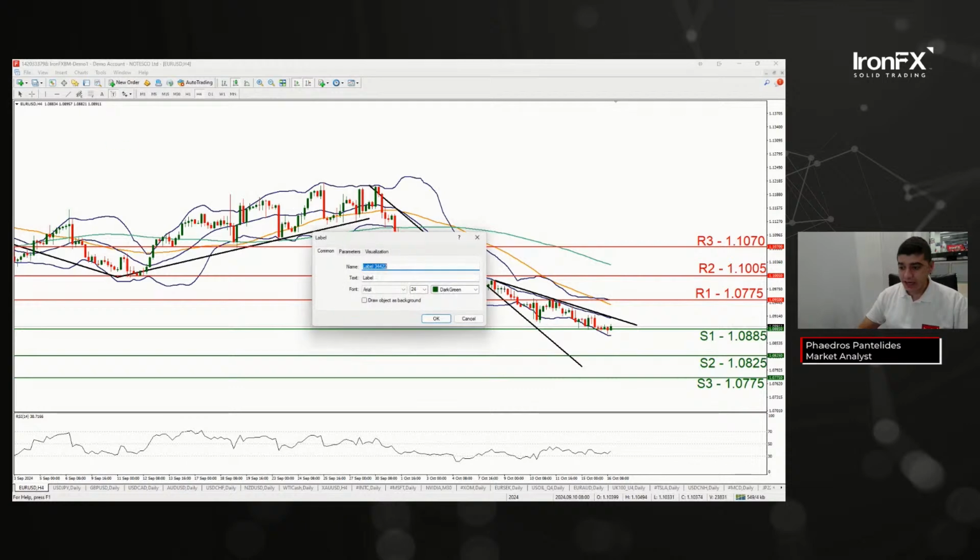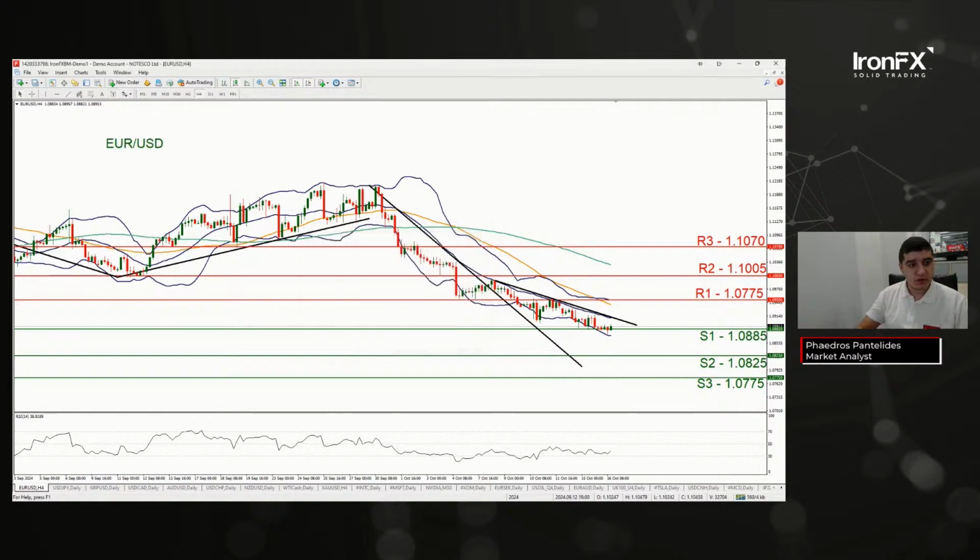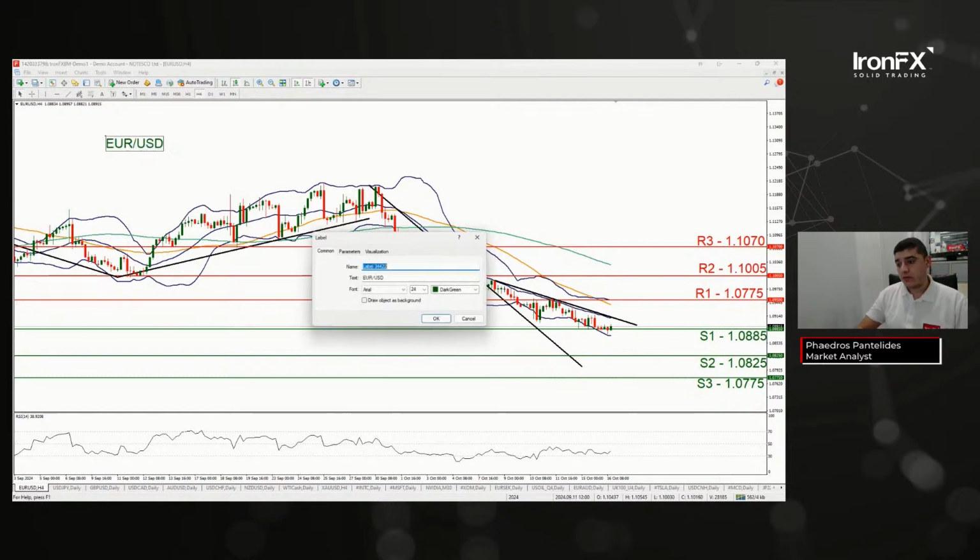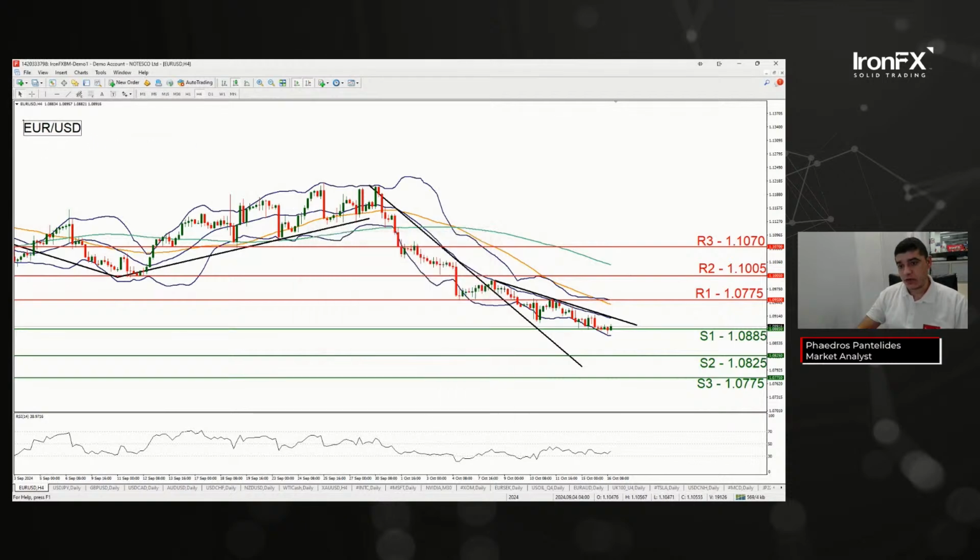1.1005. I'm going to be adding the text label for the particular pair, Euro USD, so that it's easier for us to identify it, at least from your screens. Makes it easier to follow along. Perhaps you could open your charts and see what we're looking at together. So that is Euro USD.